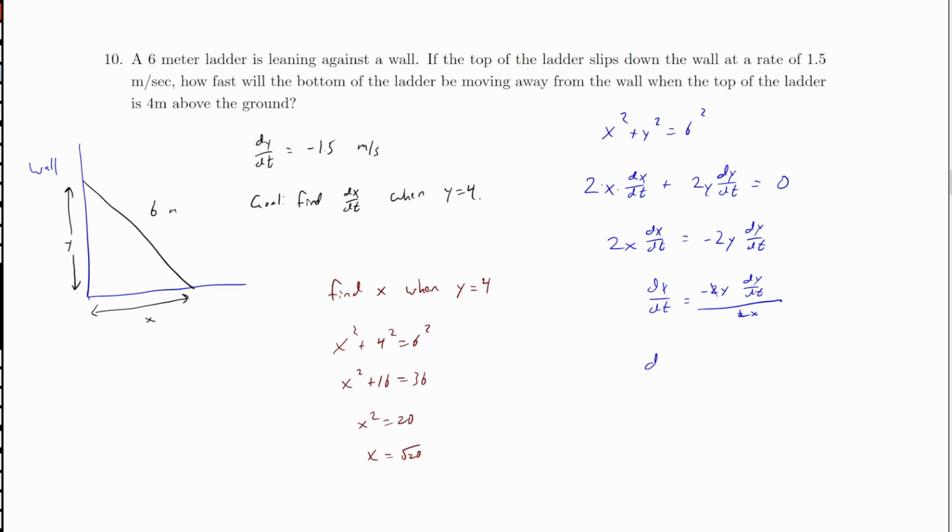Okay, so dx/dt is going to be negative 4 times negative 1.5 all over root 20. So my negatives will cancel. 4 times 1.5 is 6. So I get 6 over root 20 meters per second. You can mess around with rationalizing and things, but I think once we get down to a number, we can stop.